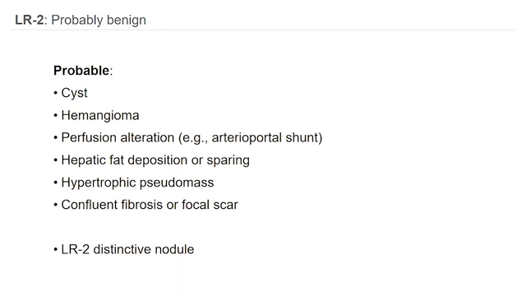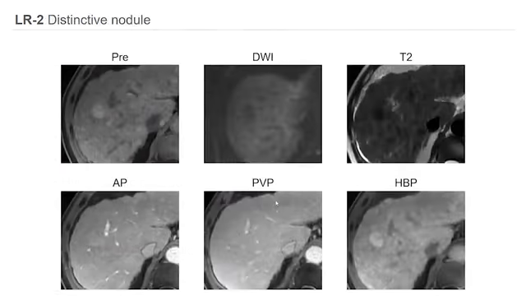So if there's less than 100% certainty, the LR-2 category is appropriate. And for a second, I'm going to focus on this LR-2 distinctive nodule, because this is a specific entity which is only present in the LR-2 list. What are LR-2 distinctive nodules?